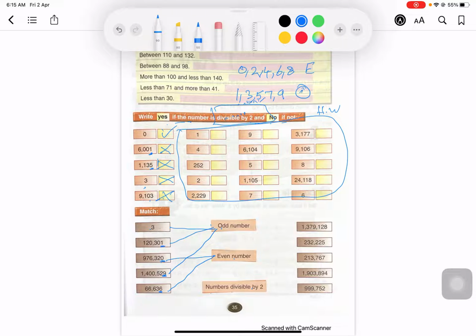Okay, so if the number, for example, this, I can match it with both boxes, with number divisible by 2 and even. This 0 also, it can be matched to even number and number that can be divided by 2. Some of the numbers can be matched to 2 boxes, not only 1 box. Okay. 3, of course, it has only 1 answer, it's odd. This one, because it has 1 in the ones place, it's odd number. This one, it has 9 in the ones place, so it is also odd number.